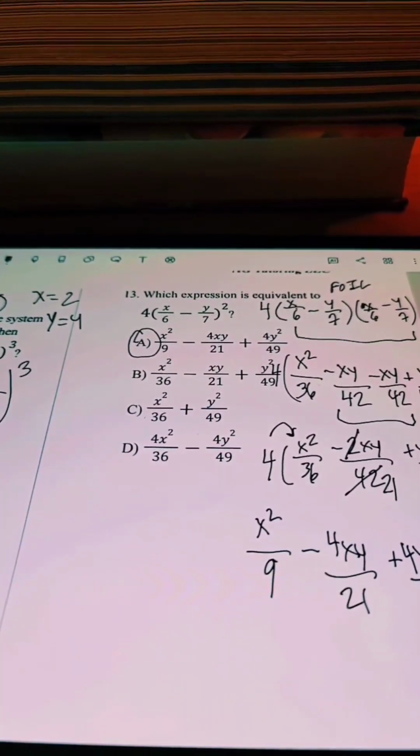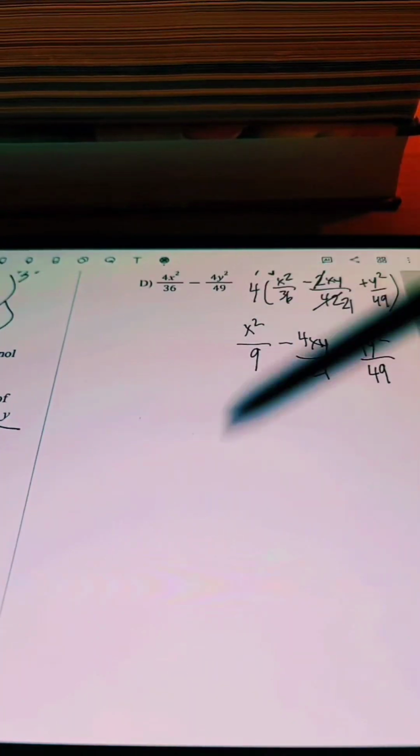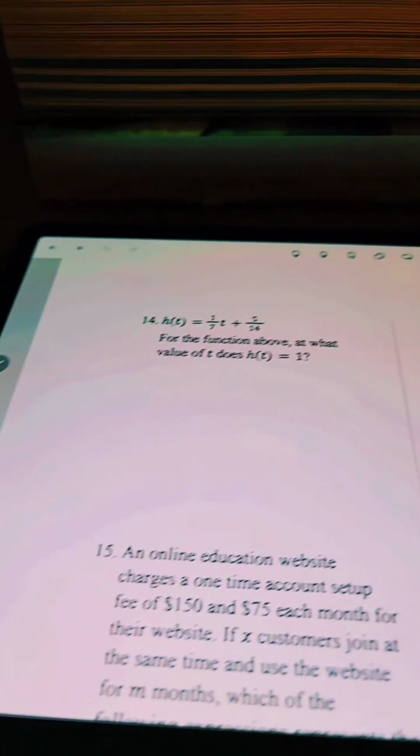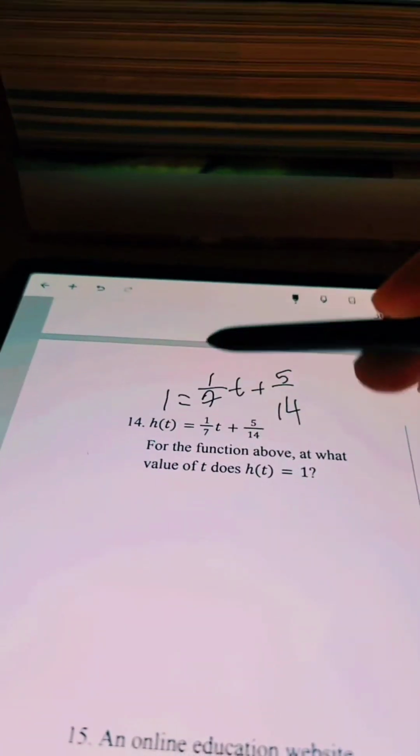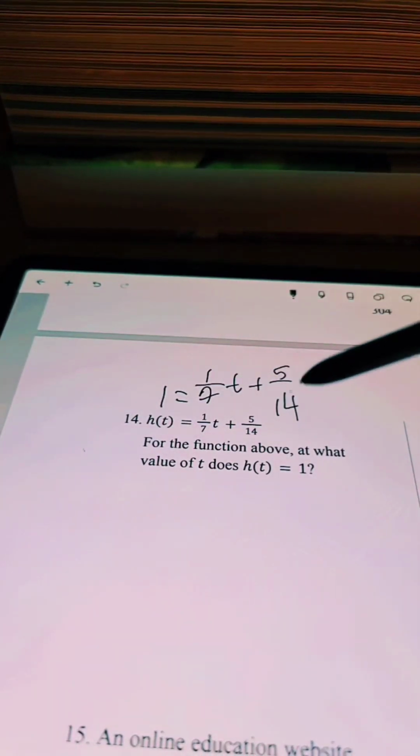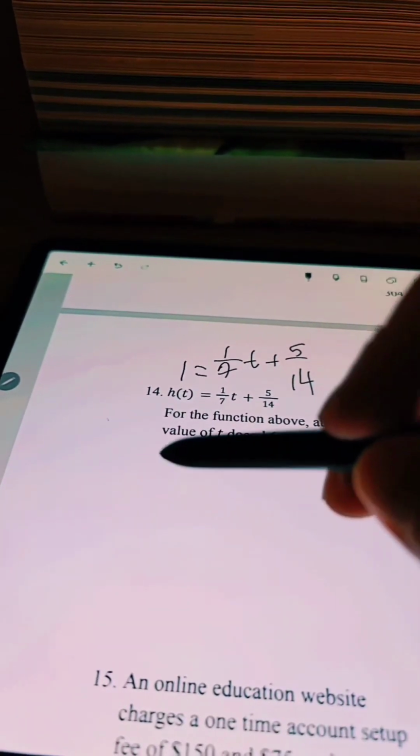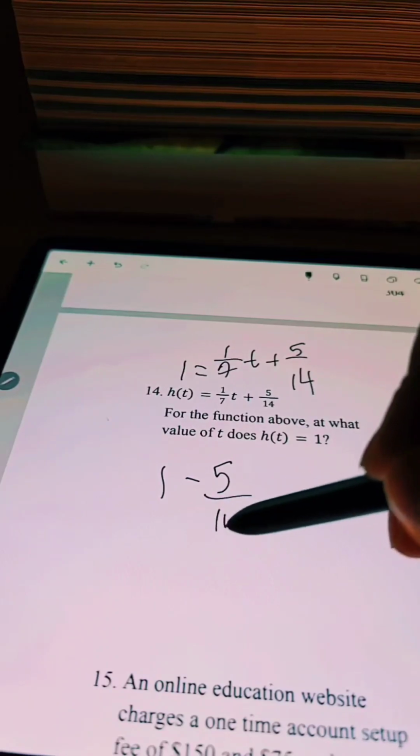Okay, so now let's go to number 14. Right over here. So we're replacing 1, and then this should be a 14, not a 12. And then we're going to subtract 5 over 14 from each side.